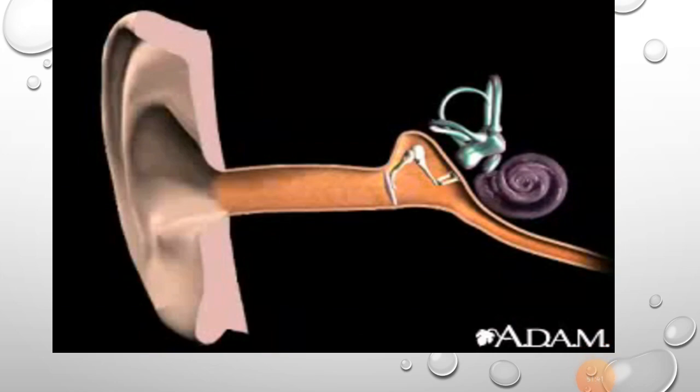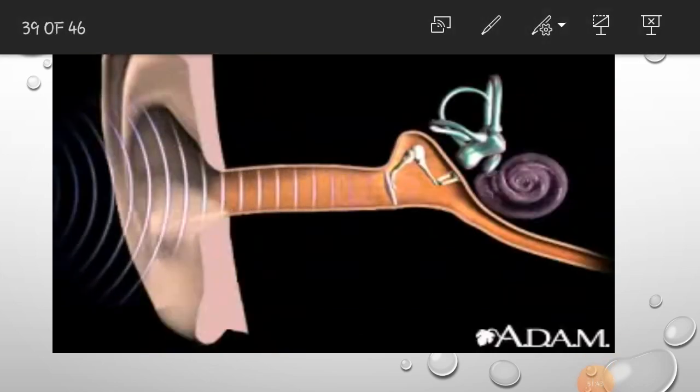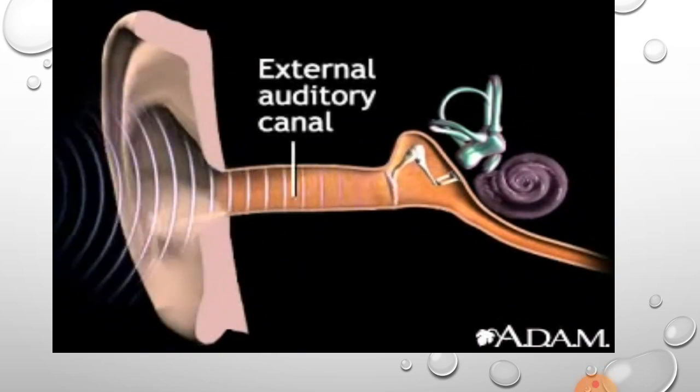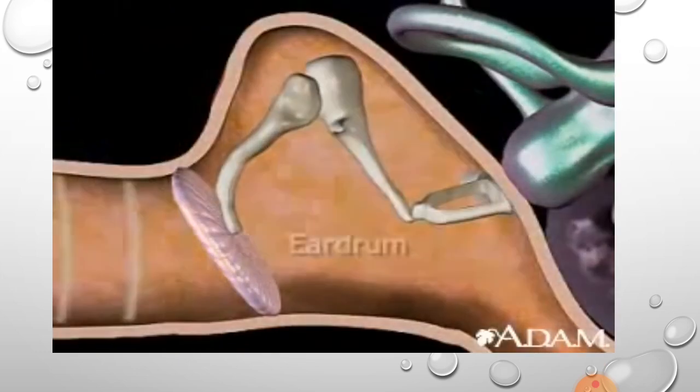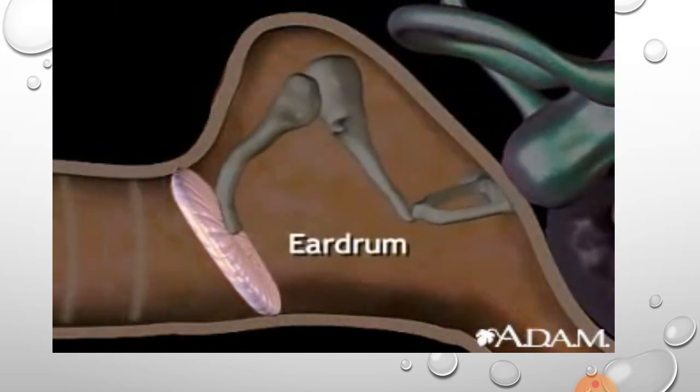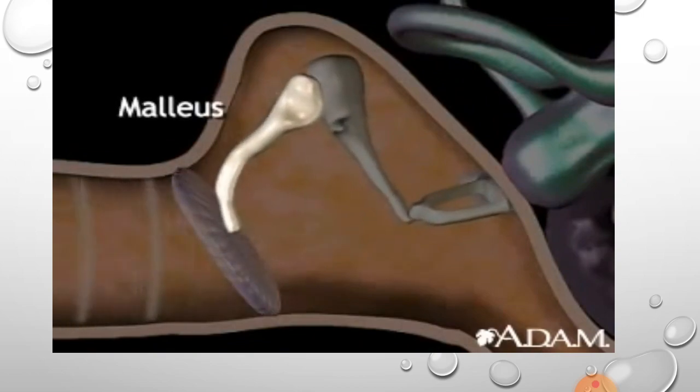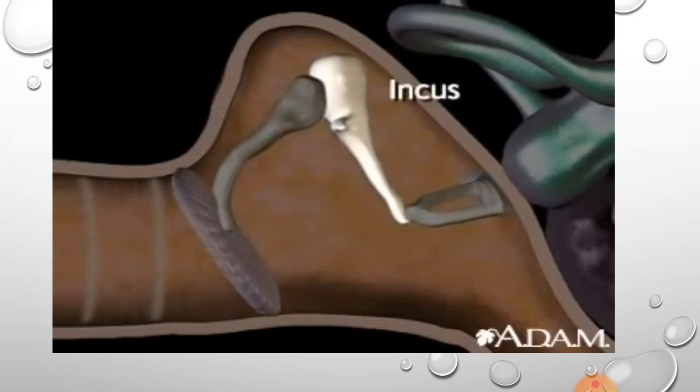Okay, here in this video also, just have a look how the sound waves are transmitted. They enter the auricle, the external auditory meatus, the eardrum. This is how the ossicles move. Malleus, this is the next bone, incus. The malleus moves the incus.